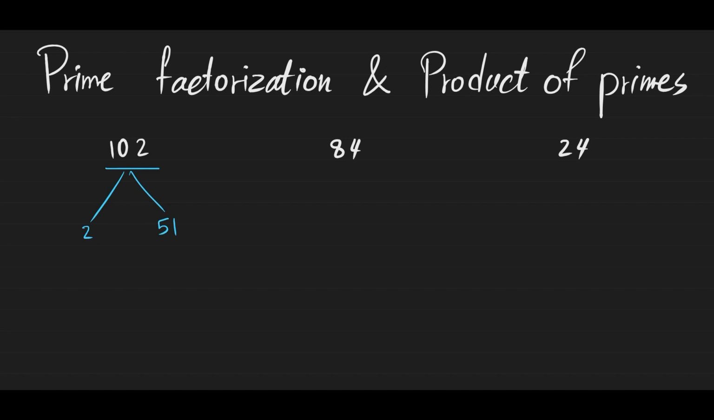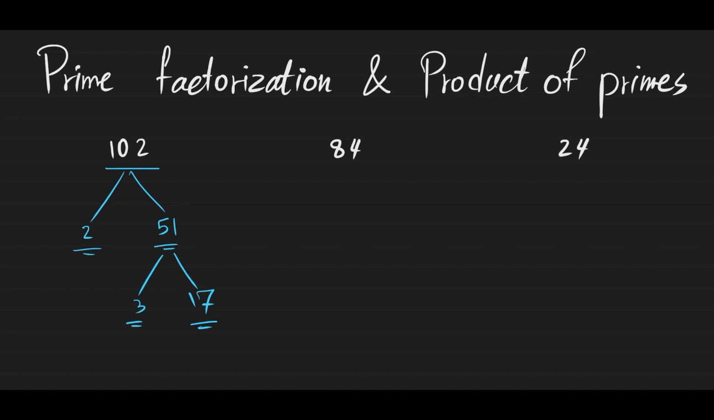Now we want to look at each of these numbers and see if we can factor them further. We know that 2 is already a prime number, so we cannot factor it any further. But what about 51? 51 can be separated into factors of 3 and 17, because 3 times 17 is 51. 3 is a prime number because it's only divisible by 1 and itself, and 17 is also a prime number because it's divisible only by 1 and itself. We can't go any further, so we're done with our prime factorization.